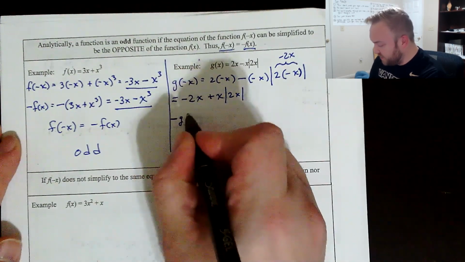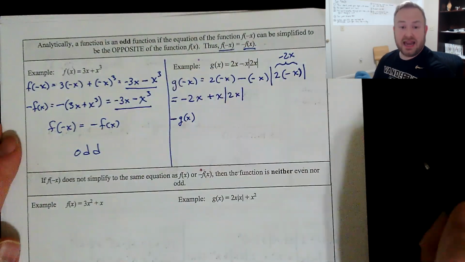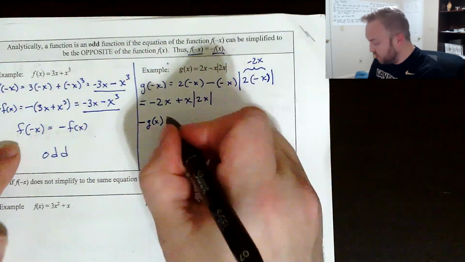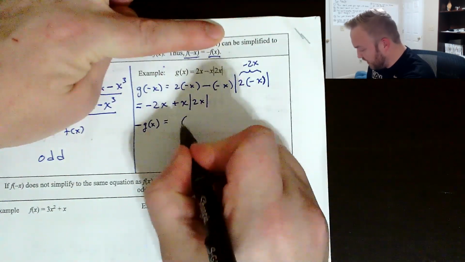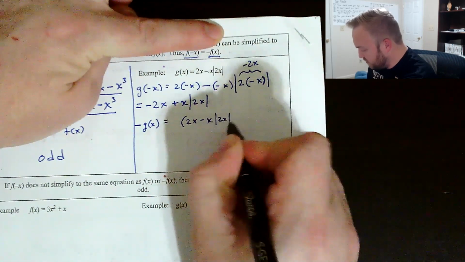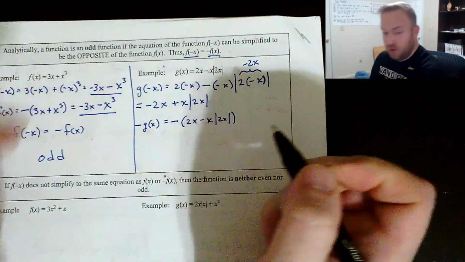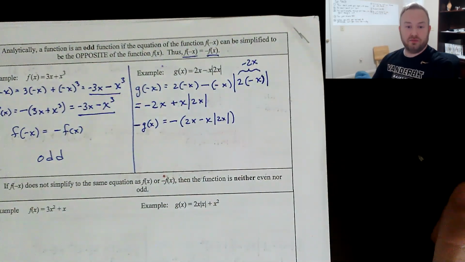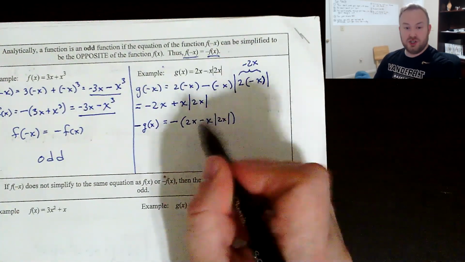Okay, well, let's see if it's odd then. Let's find negative g of x. So the way that we do that is we take our g of x function, we just copy down that g of x function, and then we make the whole thing negative. So minus g of x.